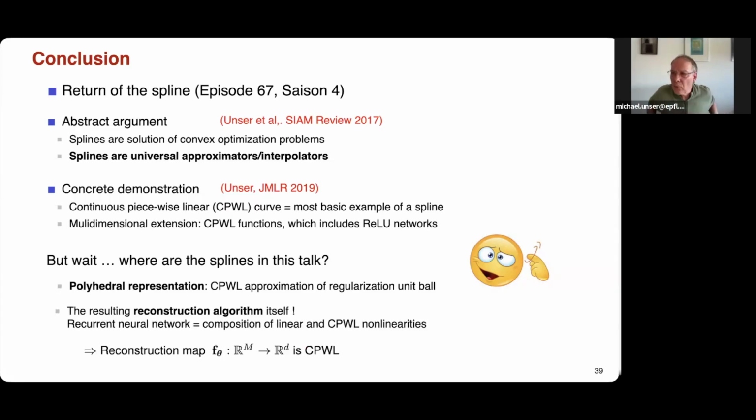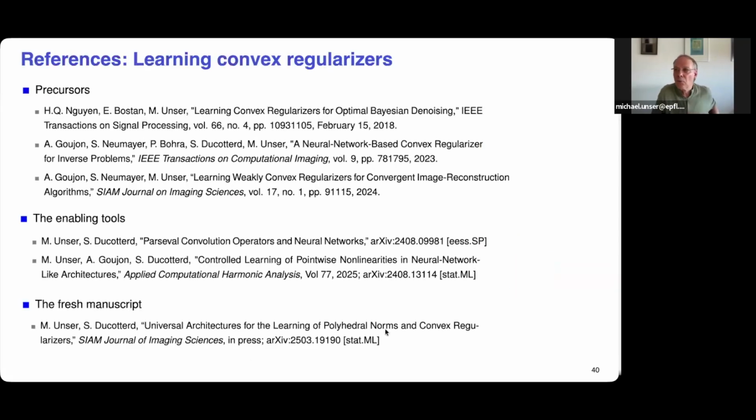And if you look at the reconstruction algorithm itself, it is a recurrent neural network that results from the composition of linear maps, which are the filters, and continuous piecewise linear nonlinearities. And this composition preserves that property. So at the end of the day, the reconstruction algorithm that we engineered is a spline, but a spline in very high dimension, and a spline that we had to learn by learning the dictionary. Okay, so this gets me now really to the end.